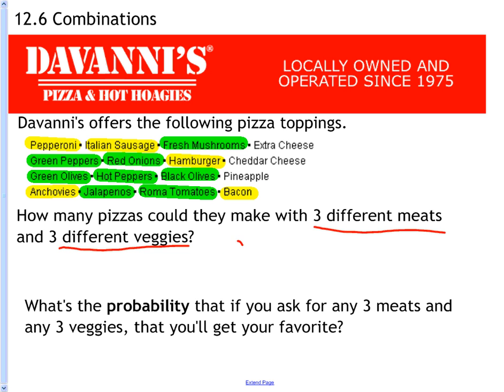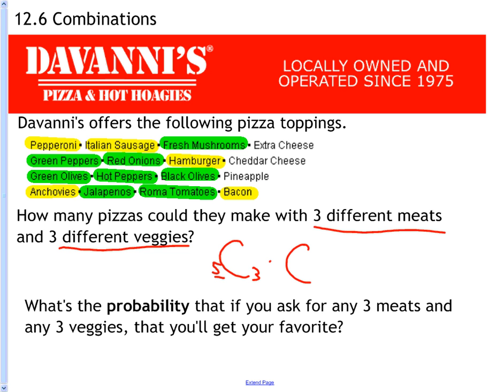So, start with the meats. How many different choices do I have? And I put them here. It's like contestants in the race, right? How many different meats were there? 5, and I'm going to choose how many of them. Get what I'm doing here?